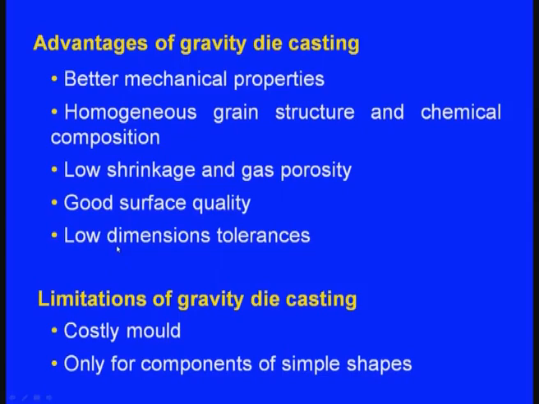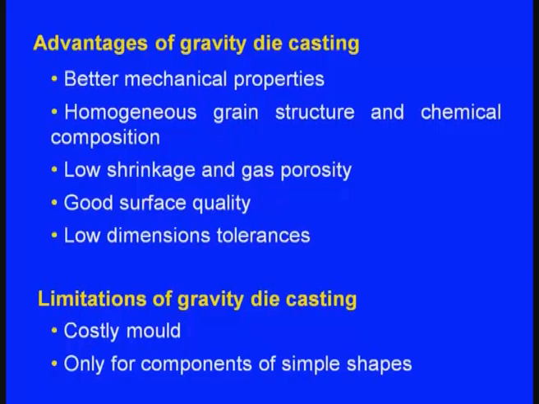Next one, closer dimensional tolerances. In the case of sand casting, because there is a rough surface on the casting, we need to machine it, so we give a machining allowance. That is how there will be poorer dimensional tolerance.